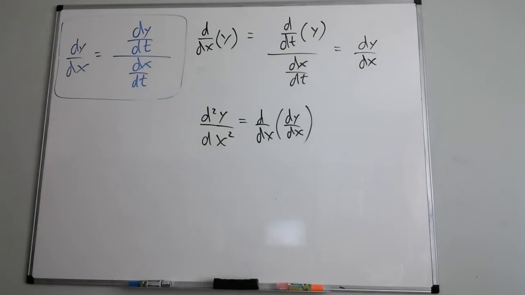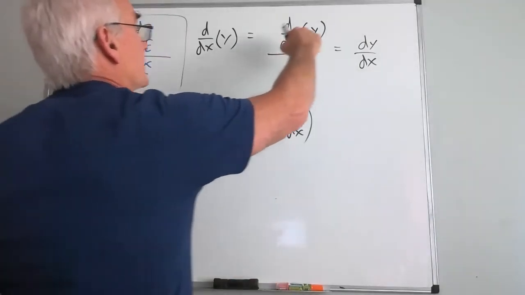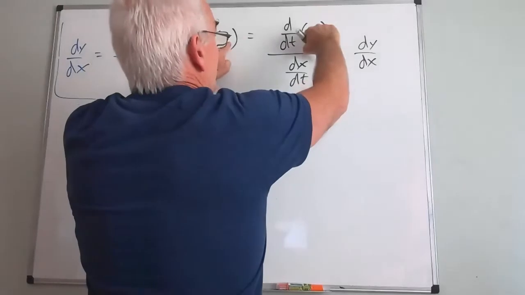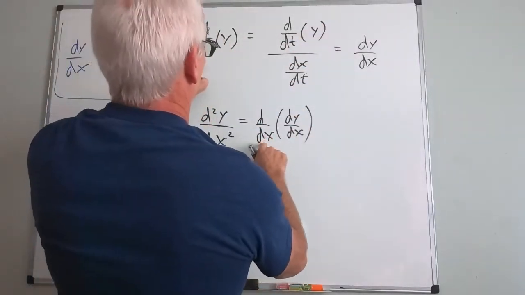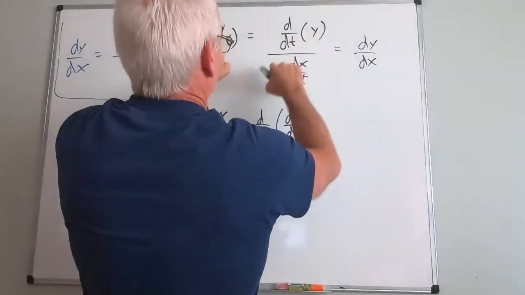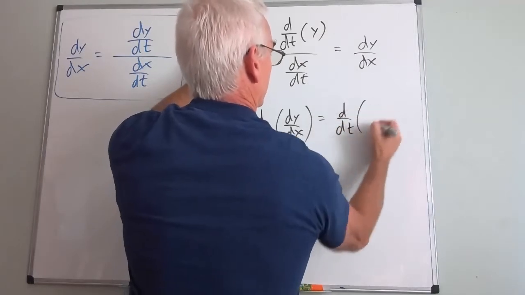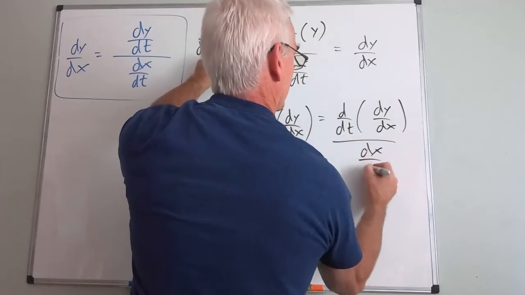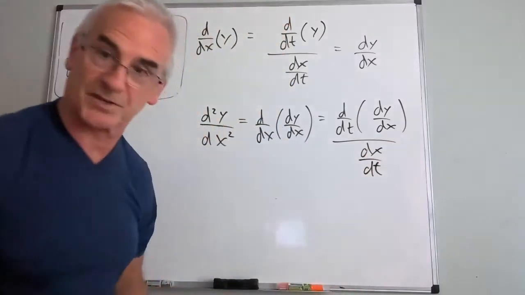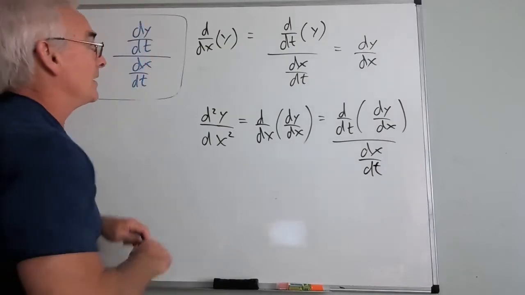Okay, so if I want d dx of dy dx, then what I'm going to do is, see that y there? See that y there? I now want to do the same formula, but replacing the y with dy dx, over dx dt. So I want you to see this. This, by the way, works the same for the second derivative, third derivative, 10th derivative, 53rd derivative.